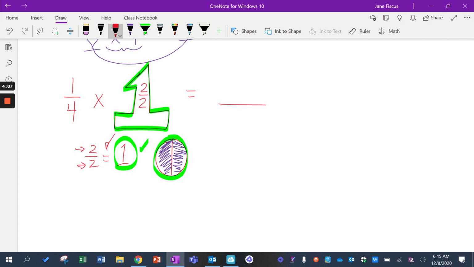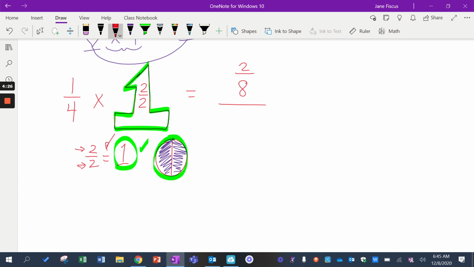So let's go ahead and do the math. Let's do the numerator 1 times the numerator 2. We will get 2. And let's do the denominator 4 times the denominator 2, and we will get 8. So 1/4 is the same as 2/8.